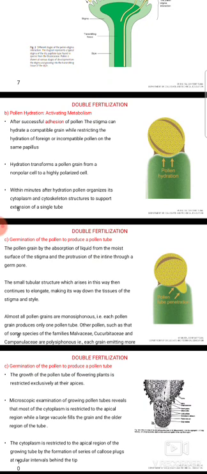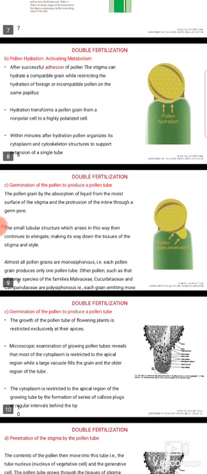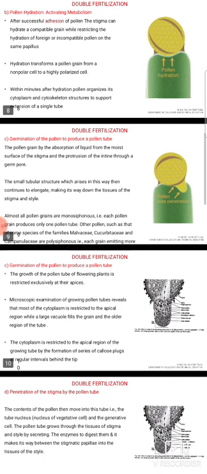After successful adhesion of pollen, the stigma can hydrate a compatible grain while restricting the hydration of foreign or incompatible pollen on the same papillus. Hydration transforms a pollen grain from a non-polar cell to a hydropolarized cell. Within minutes of hydration, pollen organizes its cytoplasm and cytoskeleton structures to support extension of a single tube.